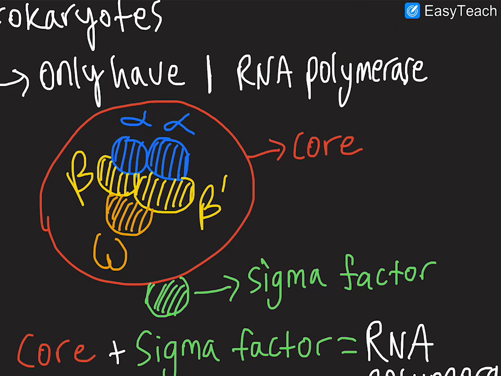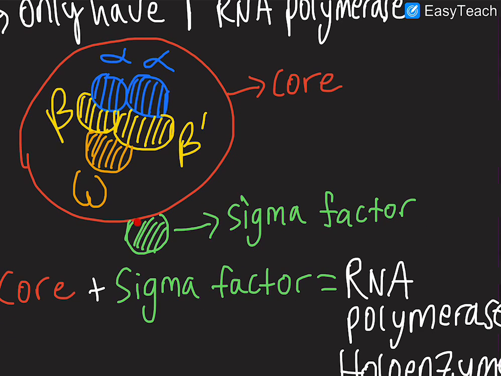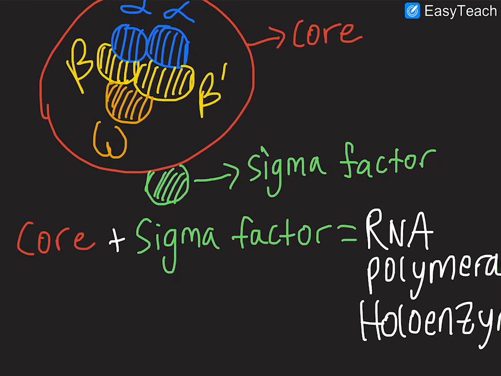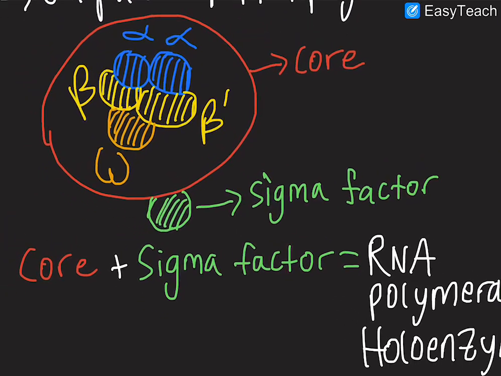The core enzyme is made up of two alpha subunits, a beta subunit, a beta prime subunit, and an omega subunit. That makes up the core enzyme. The sigma factor is attached to the core enzyme, and it's helpful for binding to the promoter. But let's focus on eukaryotes after this.